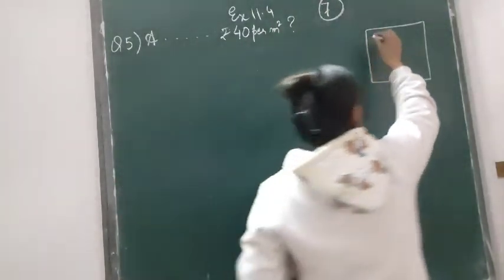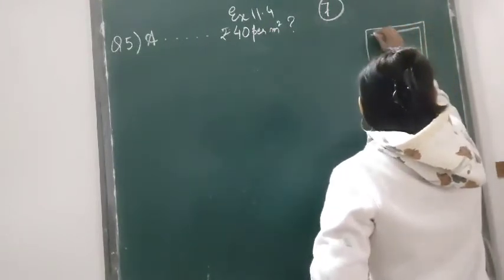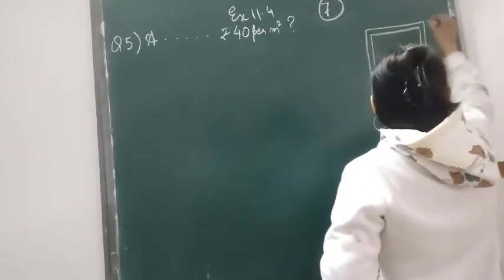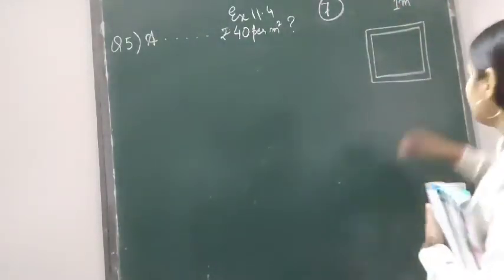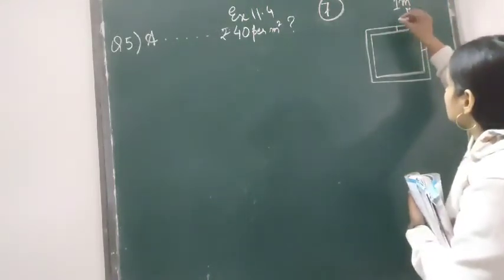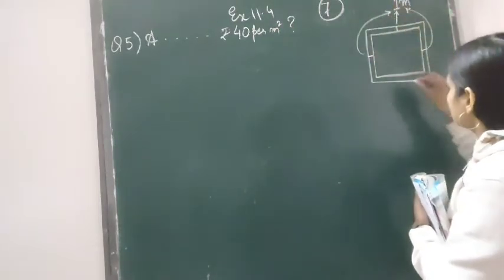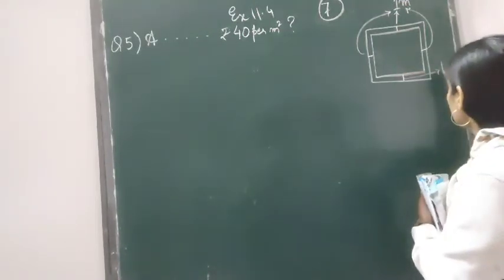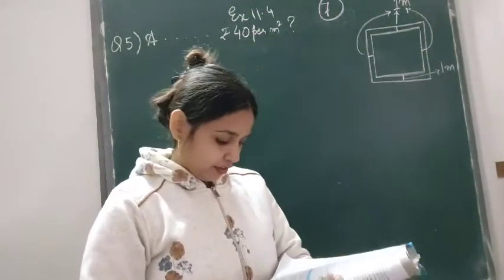And children, this is constructed inside the garden. Inside the garden means here, in the garden, like this, and everywhere its width is how much? 1 meter. That means this distance is 1 meter, this distance is 1 meter, this distance is 1 meter, and this distance is also 1 meter. Okay, now this much we have understood.